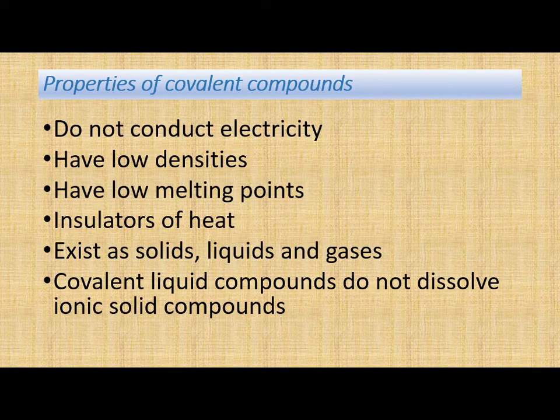Properties of covalent compounds: they do not conduct electricity. Reason: they don't have free moving electrons. The electrons in the bonding structure are fixed. They're not free to move about. Number two, have low densities. Mainly it's because they're made from non-metallic elements.